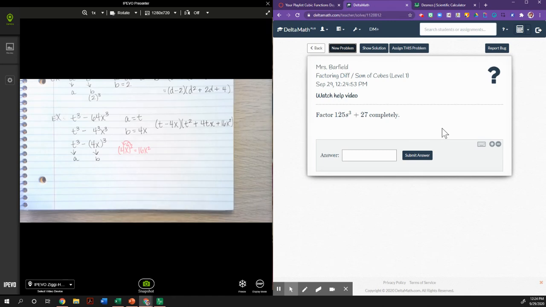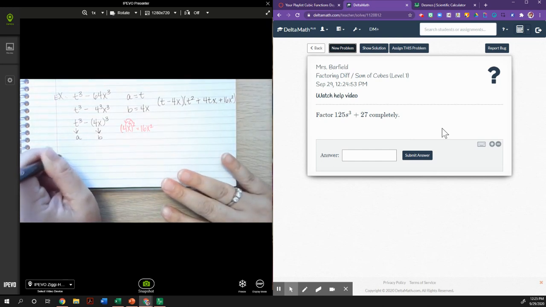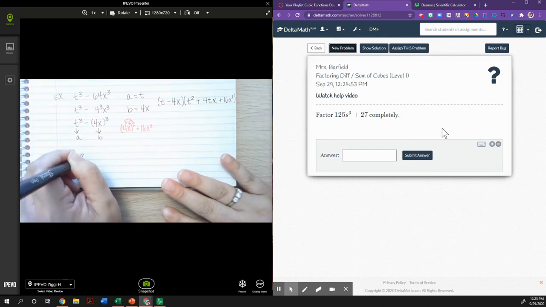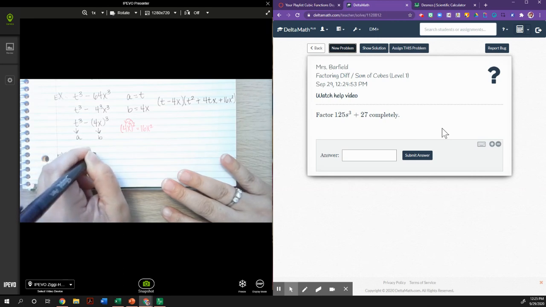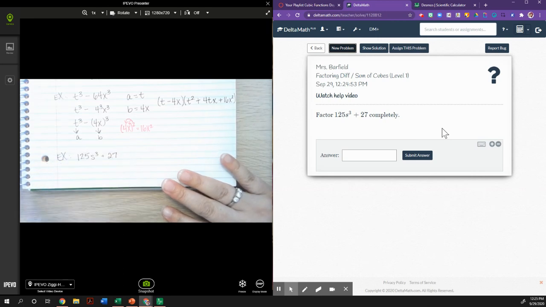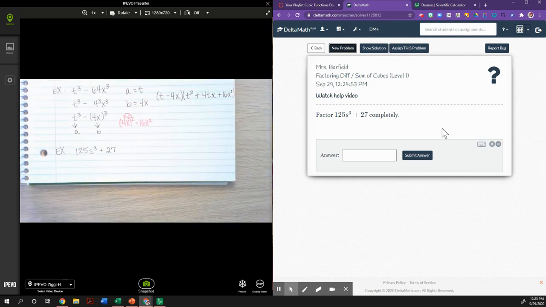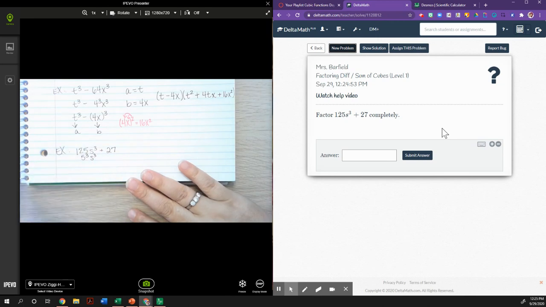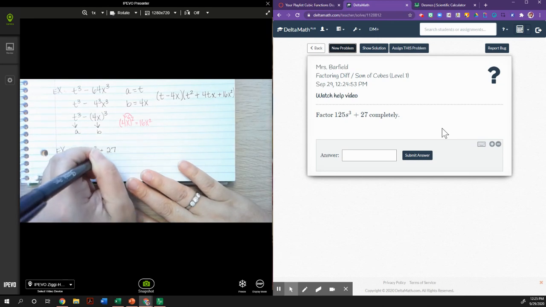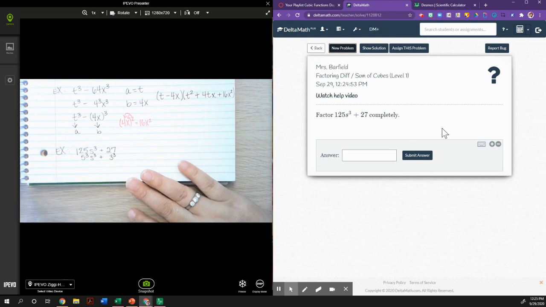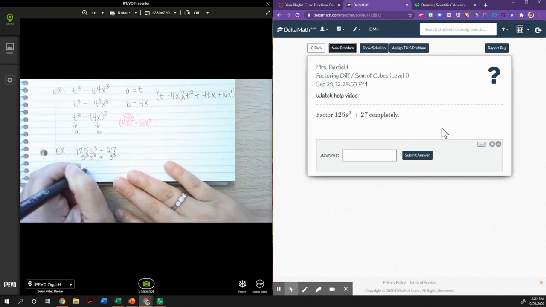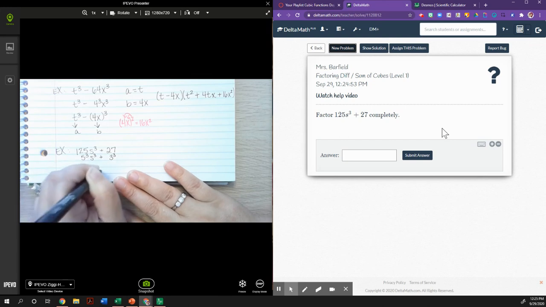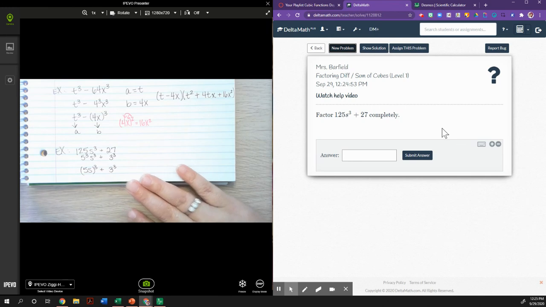I don't like it when the videos get this long. Good, then we have a plus sign. So I can make that fit in this little space I have right here. So 125s to the third plus 27. What's going on in my mind is how do I switch 125 and 27 to have a power of 3? So 125 is 5 to the third, s to the third, and then 27 is 3 to the third. That means this one is 5s to the third plus 3 to the third.